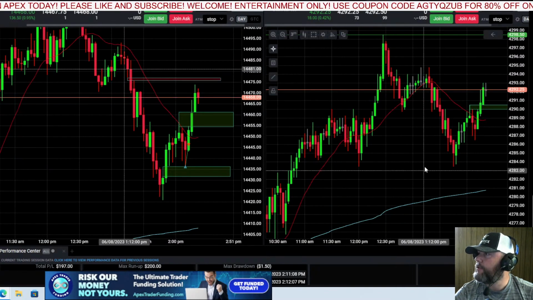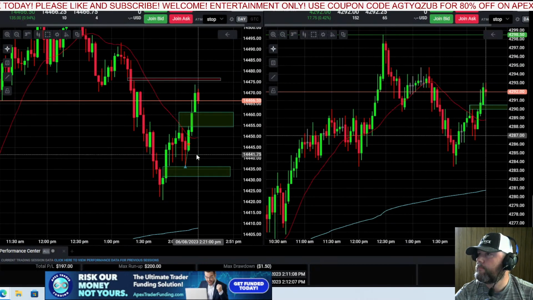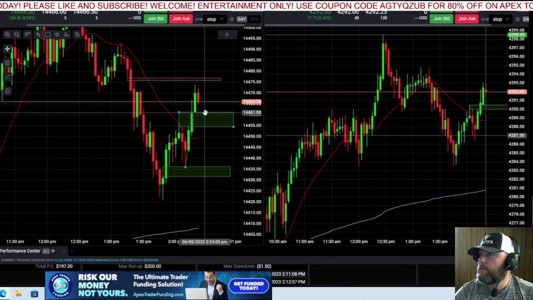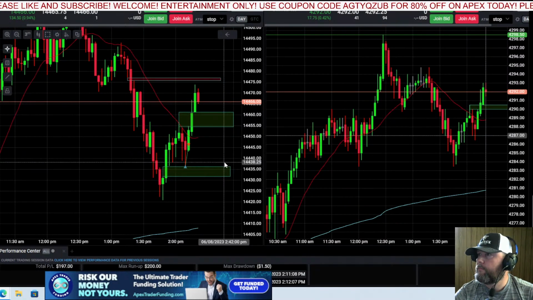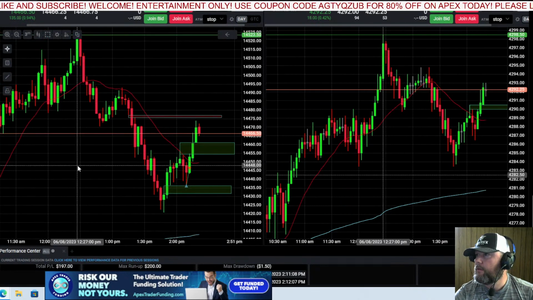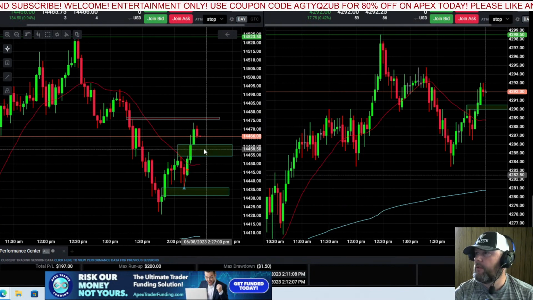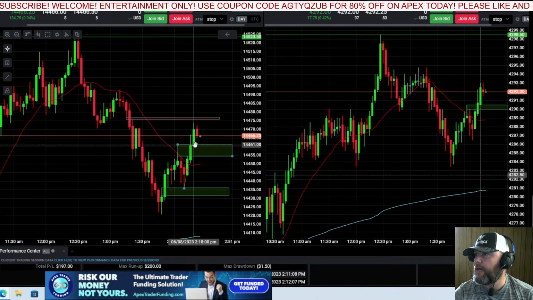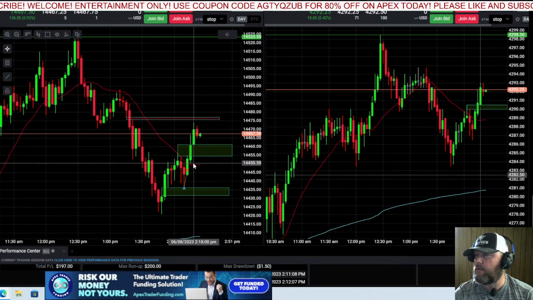So let's see what happens here. See how price reacts to this gap here. Gonna wait for price to trade into the gap. Like I said, it's probably gonna repaint this volume imbalance, and let's see how it respects the gap. If it starts to bounce out of there, then we'll take our entry at that point.